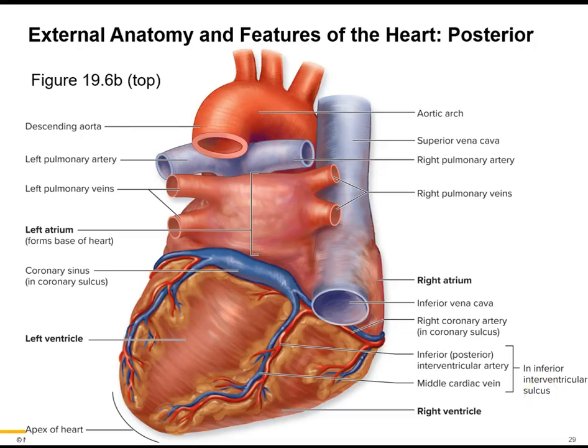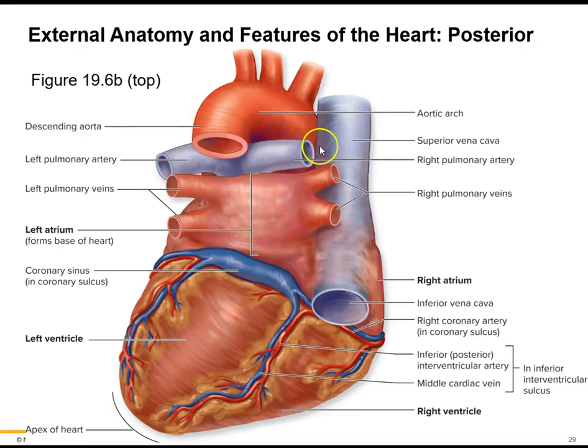Okay, this is the posterior view of the heart. So back here, you're going to be able to see the left atrium really well. You can see the pulmonary veins feeding into the left atrium. You can see the left ventricle. Most of the posterior surface of the heart is going to be left ventricle. You can still see some right ventricle here and a little bit of the right atrium. You can see the vena cava coming in and feeding the right atrium. You can see the pulmonary trunk and the pulmonary arteries coming towards you.